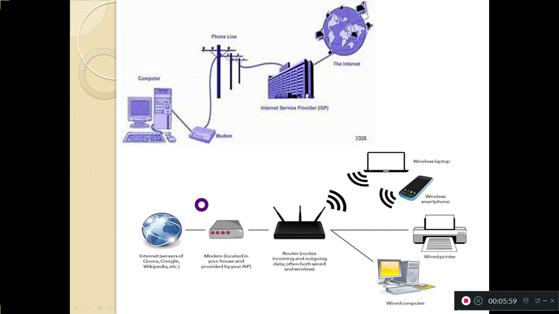So for detailing you can go here. The modem is connected through phone lines to the ISP, and then the ISP is connected to the servers or the other ISPs, in some other location or in some other countries. So this way, with internet, we are accessing servers like Google, Wikipedia. These are the different servers. So this way the internet connection works.